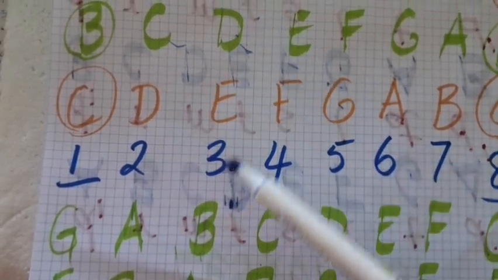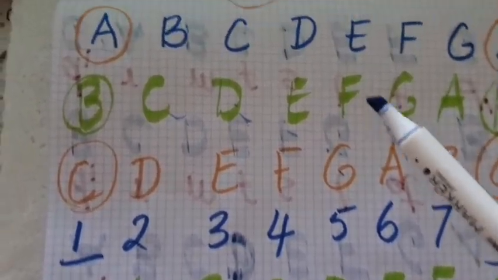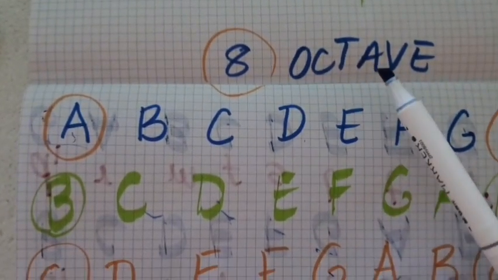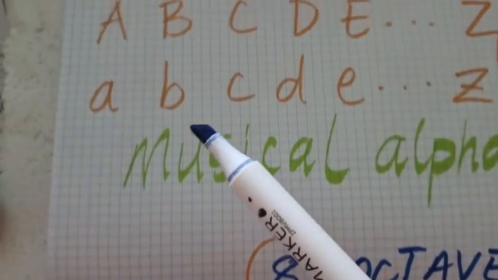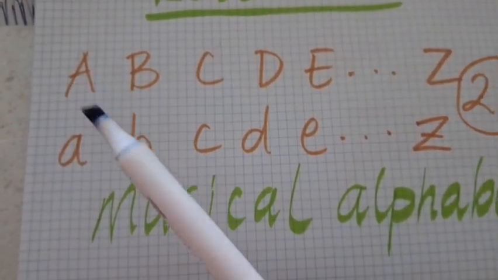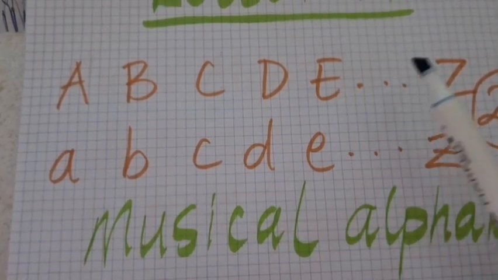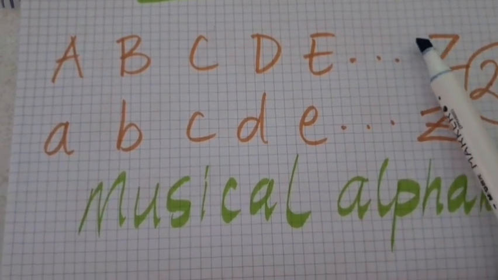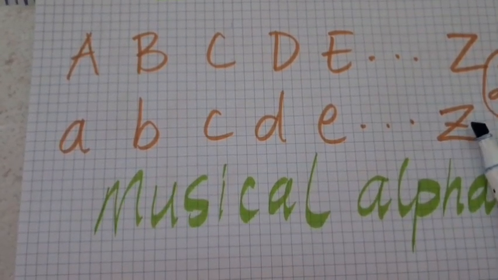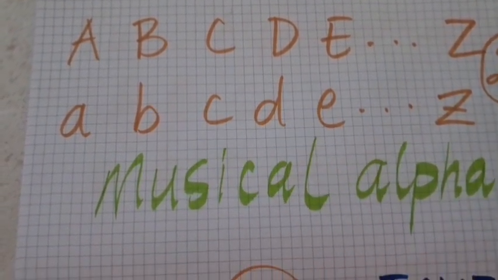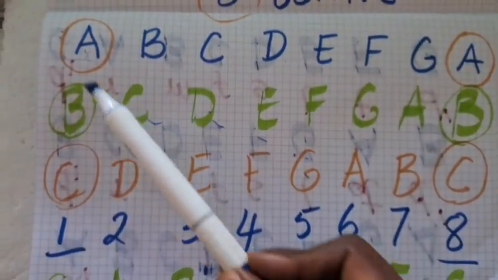1, 2, 3, 4, 5, 6, 7, 8. This is where they name the 8 octave of music. This is where they come from. Because unlike the alphabets in the English language, where you have A, B, C, D, E, right to Z, or the small letters from A right to Z, unlike this, musical alphabets are only 8.